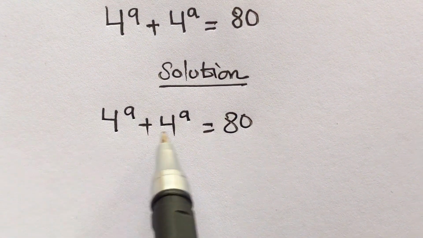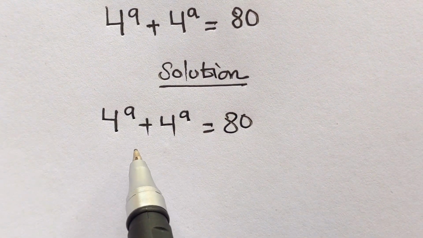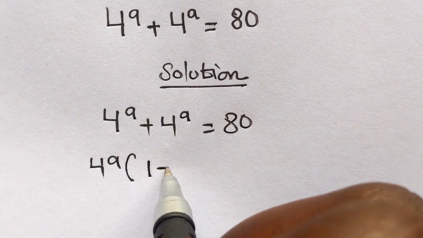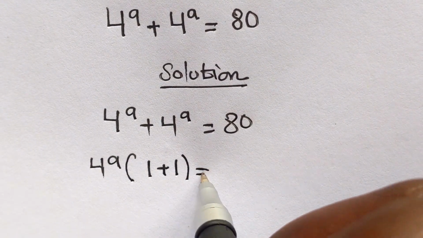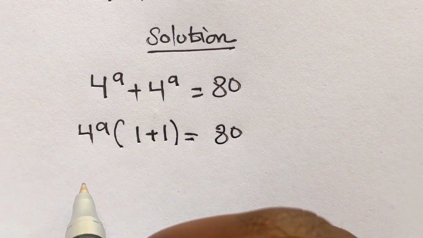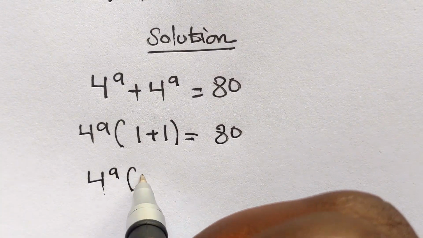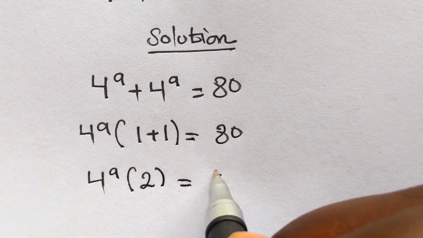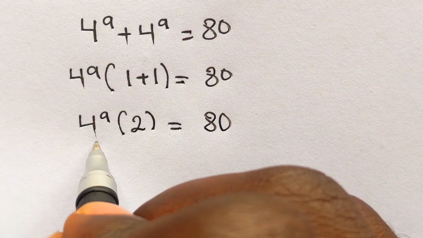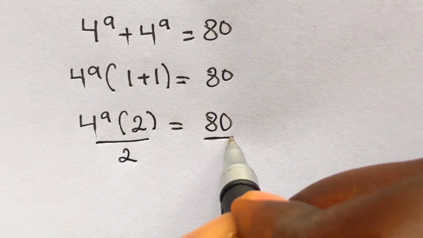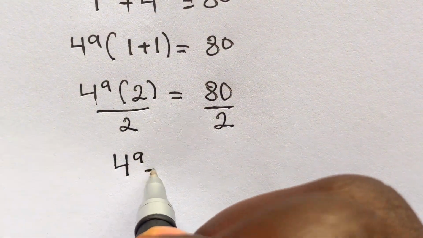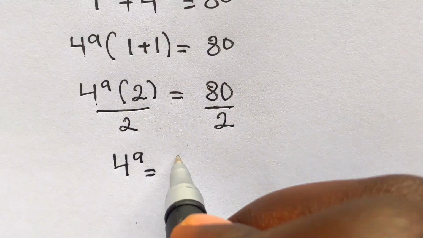And we have 4 power a, which is the same. We can factorize them, taking out 4 power a to get 1 plus 1 equals 80. Then at this stage we have 4 power a times 2 is equal to 80. Now of course we shall divide by 2 on both sides to get 4 power a is equal to 40.